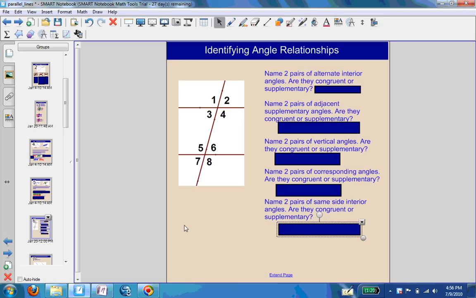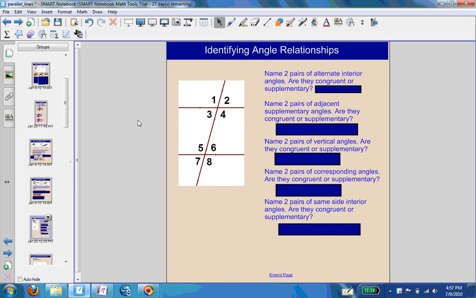Name two pairs of adjacent supplementary angles. Are they congruent or supplementary? That's easy, they're supplementary because it's in the name. So let's see if we find some. 5 and 6 and 4 and 2. And you have lots of examples here. You could have chosen 1 and 2, 2 and 4, 4 and 3, 3 and 1, 5 and 6, 6 and 8, 8 and 7, and 7 and 5. They're next to each other on a straight line, so they add up to 180.